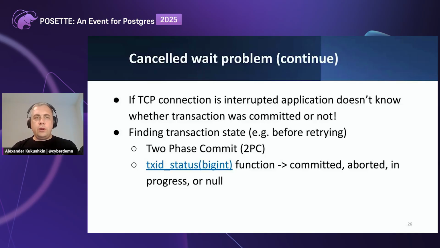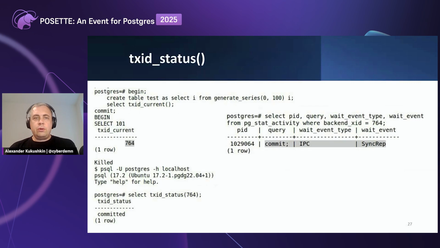The first one exists for many years, and it's called two-phase commit. It's not easy to use on the application side, and it requires you to put a lot of effort to implement it correctly. The second approach, which you may use, is a special function which is called txid_status. It allows you to check whether your transaction, or not exactly your transaction, but some transaction with a given transaction ID, was committed, aborted, whether it's still in progress, or maybe Postgres does not have current information about it already.